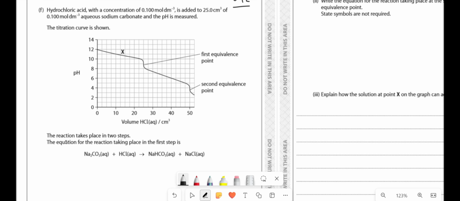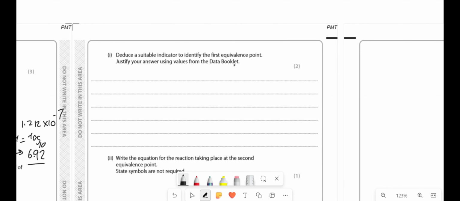So hydrochloric acid of this concentration is added to aqueous sodium carbonate, and the pH is measured. The titration curve is here. The reaction takes place in 2 steps. The reaction for the first step is this, and then it says here, deduce a suitable indicator to identify the first equivalence point. Justify your answer using the data in the data booklet.